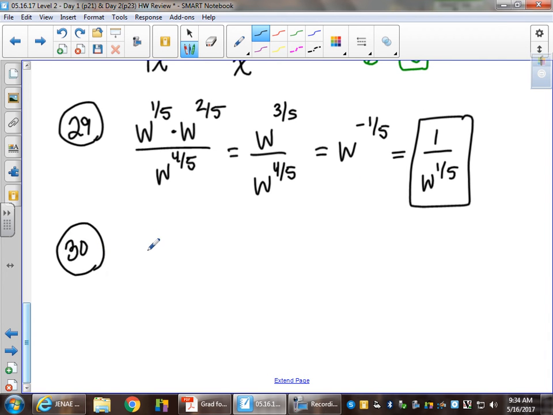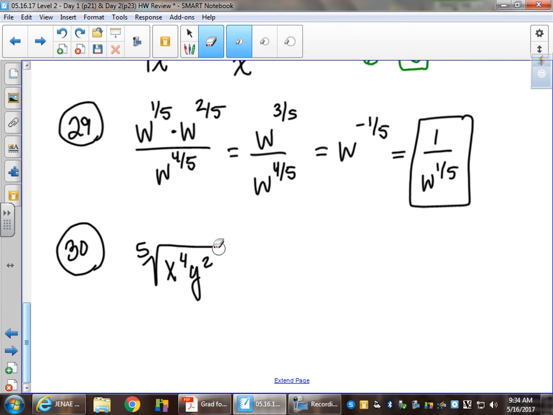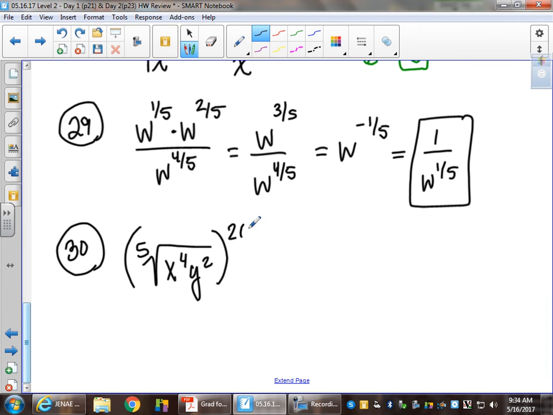30 is going to be the last one before the quiz. I will come back to 17 after. The 5th root of x to the 4th y squared, all to the 20th. What are we going to do first? Rewrite the inside. So I've got x to the 4th y squared all raised to what power? 1/5, all raised to the 20th. That 20 is still a 20.